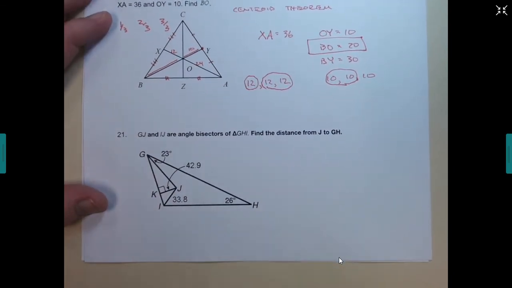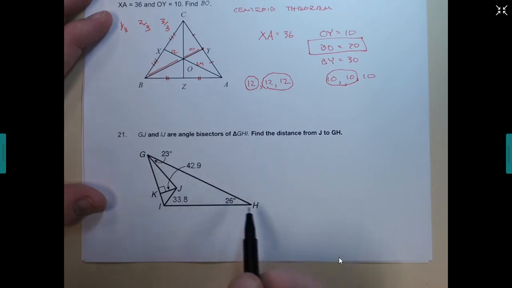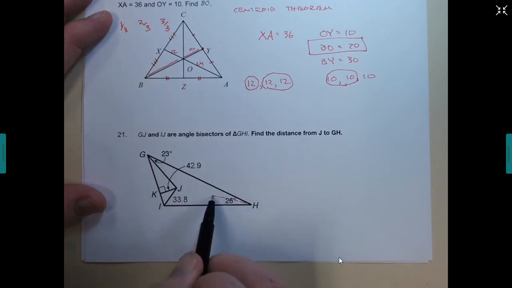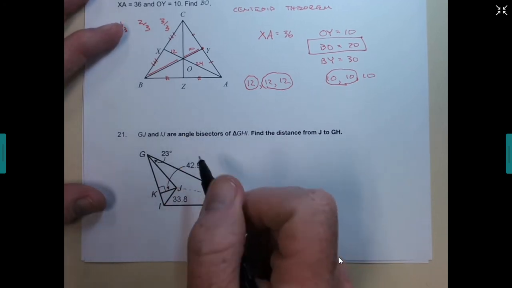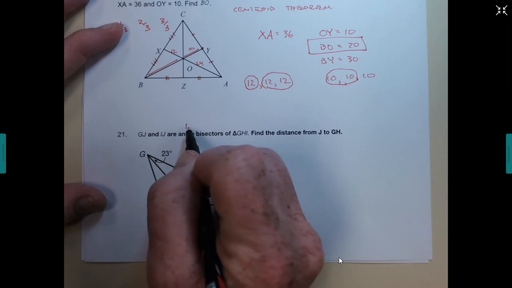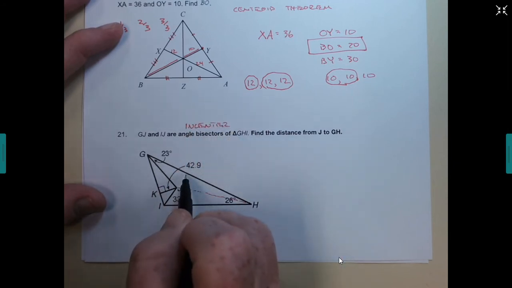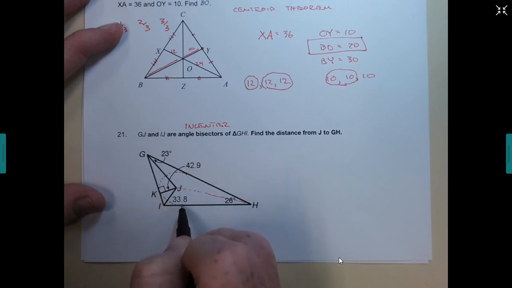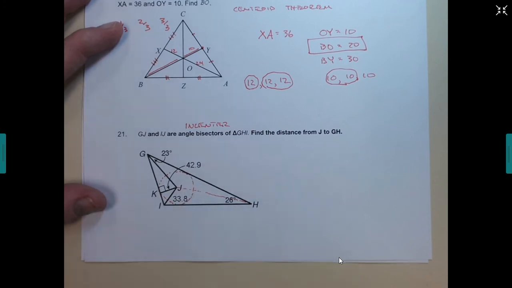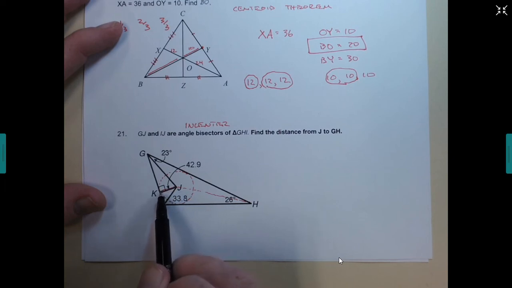And the last problem on this page, GJ and IJ are angle bisectors. All right, if we had the other angle bisector, it would hit point J as well. Try to remember the point of concurrency for this situation is called the incenter. That means there's some imaginary circle that fits perfectly on the inside and touches all 3 sides. All right, so JK is a radius for that circle.